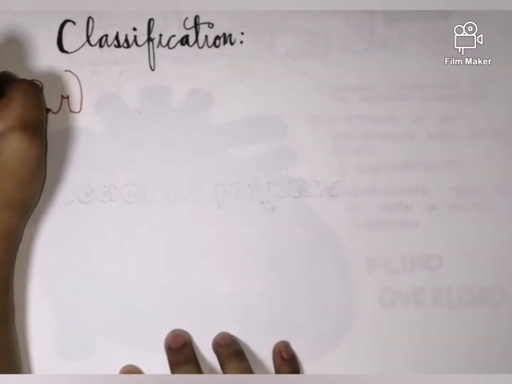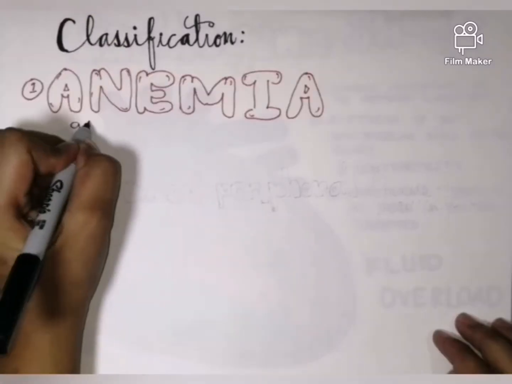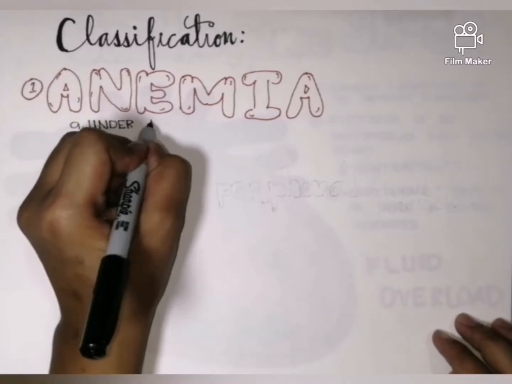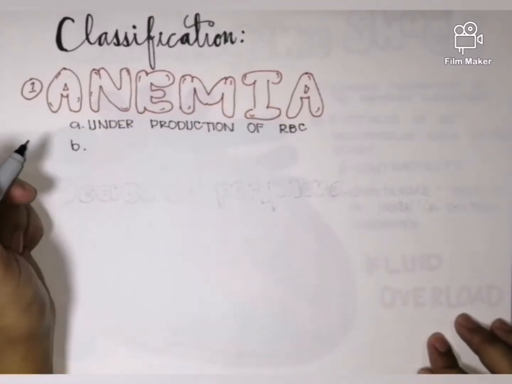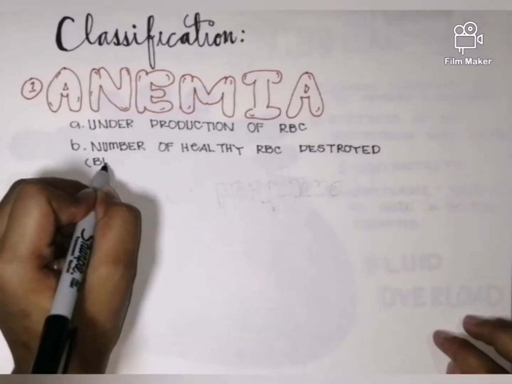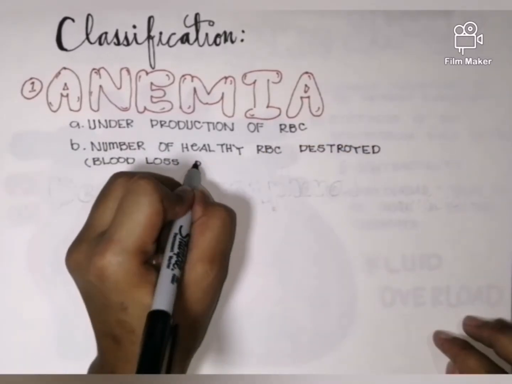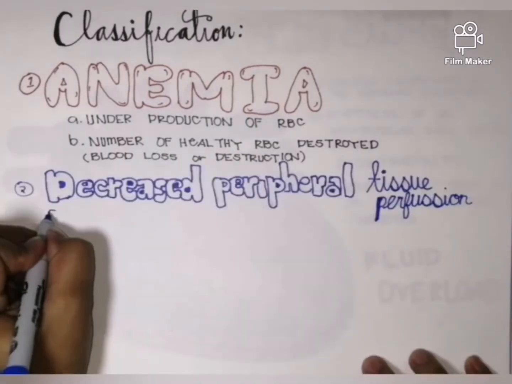Classification of pale mucous membrane. Pale mucous membranes are a manifestation of either, first, anemia. Under this we have the underproduction of red blood cells and the number of healthy red blood cells destroyed, either by blood loss or blood destruction.